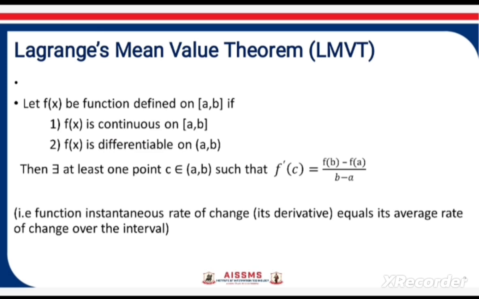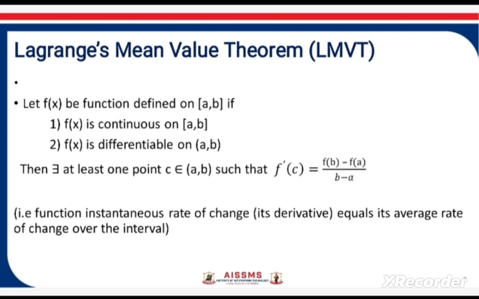So again, we will just overview the statement of Lagrange's mean value theorem. Suppose f of x be any function defined on closed interval [a, b], then we check two conditions: given function is continuous on closed interval [a, b], and second, given function is differentiable on open interval (a, b). If these two conditions are satisfied, then we say that there exists at least one point c belongs to open interval (a, b), such that f dash of c is equal to f of b minus f of a divided by b minus a.